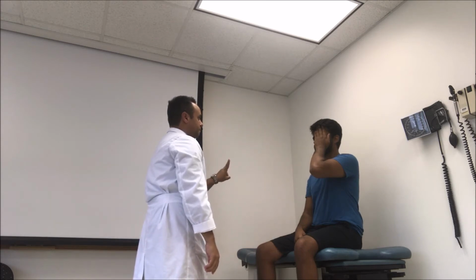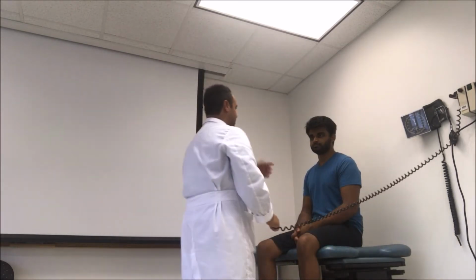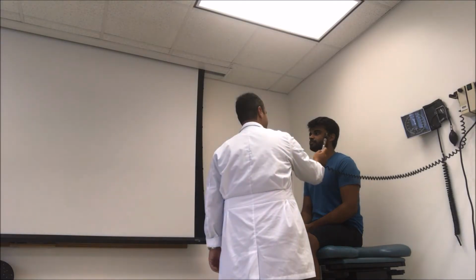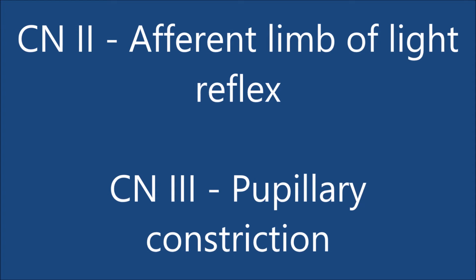Next, you'll also be assessing for the patient's pupillary light reflex. Here you'll see the light reflex is mediated between cranial nerves 2 and 3. Cranial nerve 2 is the optic nerve, which mediates the afferent limb of the pupillary light reflex, while cranial nerve 3, the oculomotor nerve, is responsible for pupillary constriction.